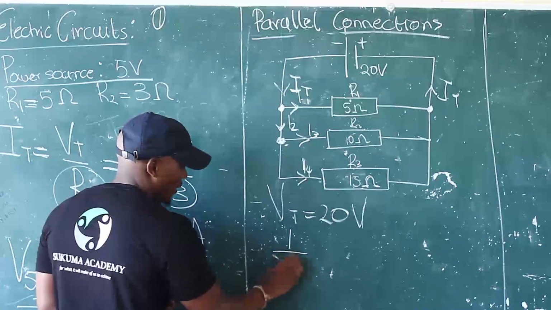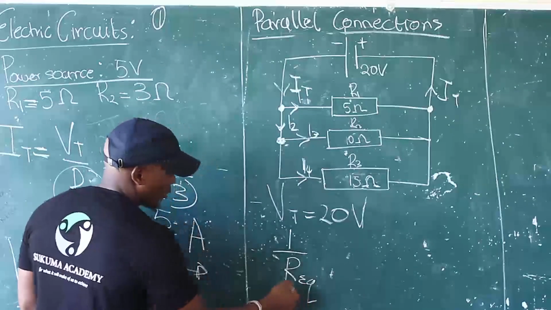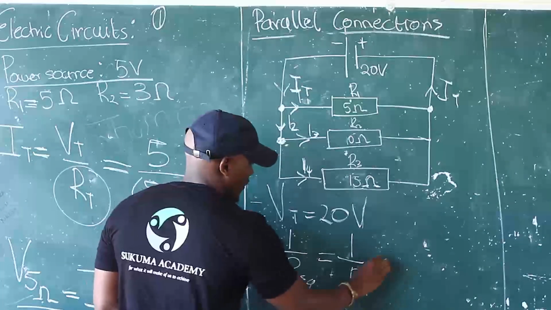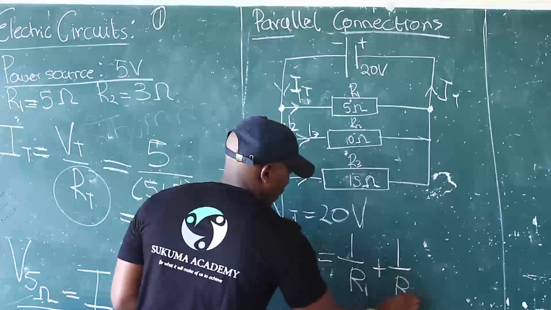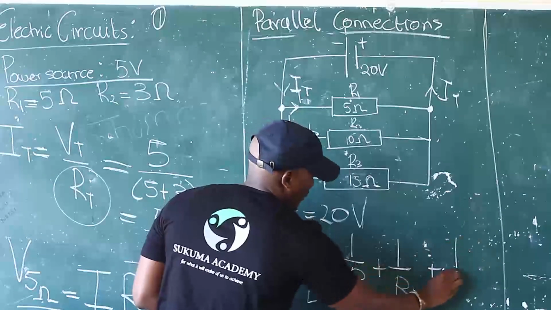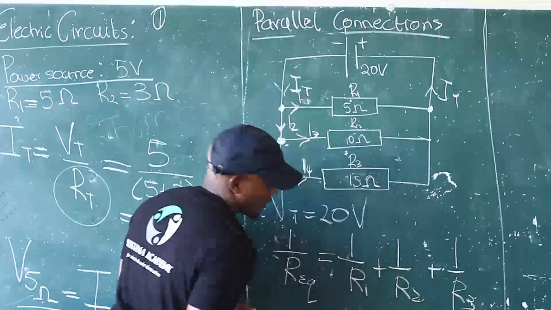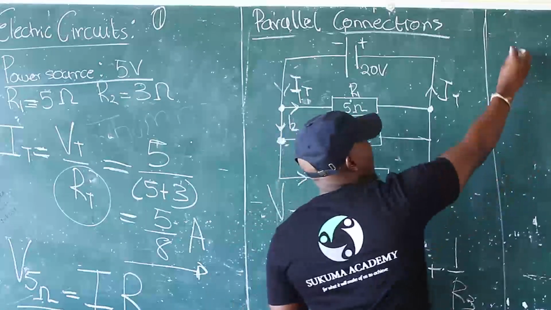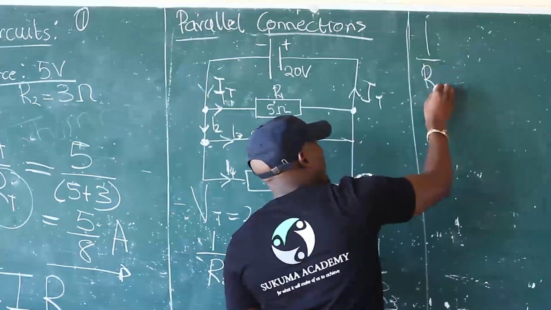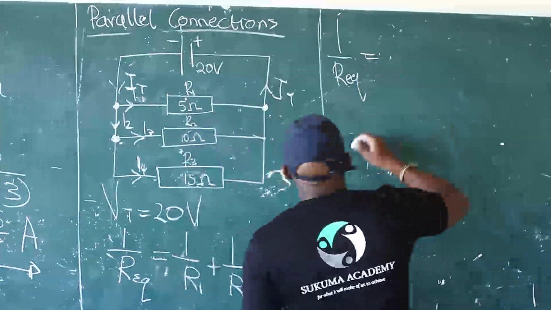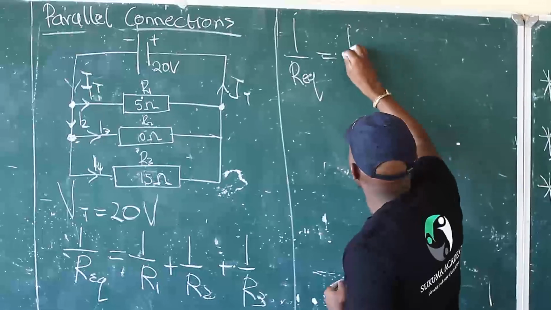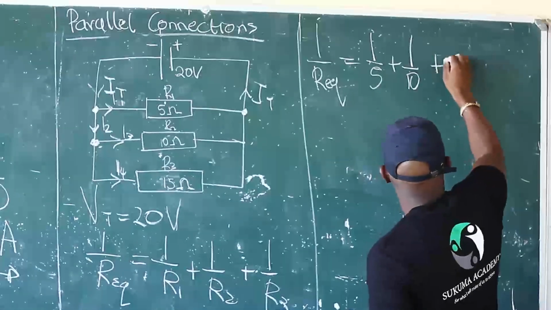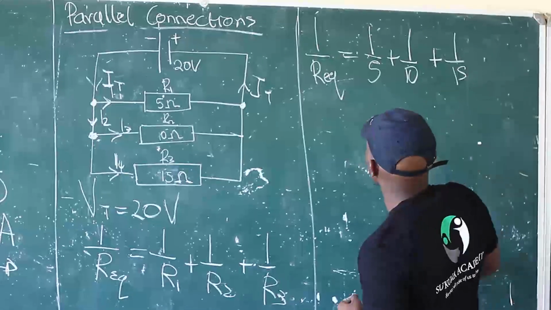we say 1 over R EQ, EQ stands for equivalent, is equal to 1 over R1 plus 1 over R2 plus 1 over R3. It's pretty easy to calculate this because you say 1 over REQ is equal to, the first resistor is 5 ohms, the second resistor is 10 ohms, and then the third resistor is 15 ohms.